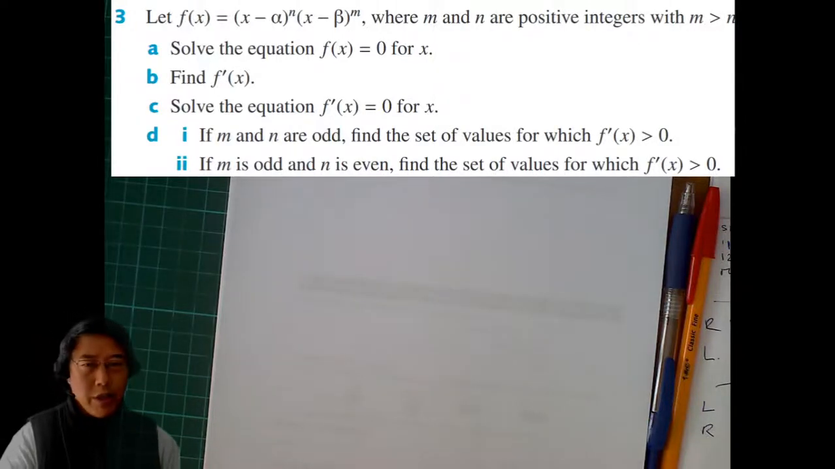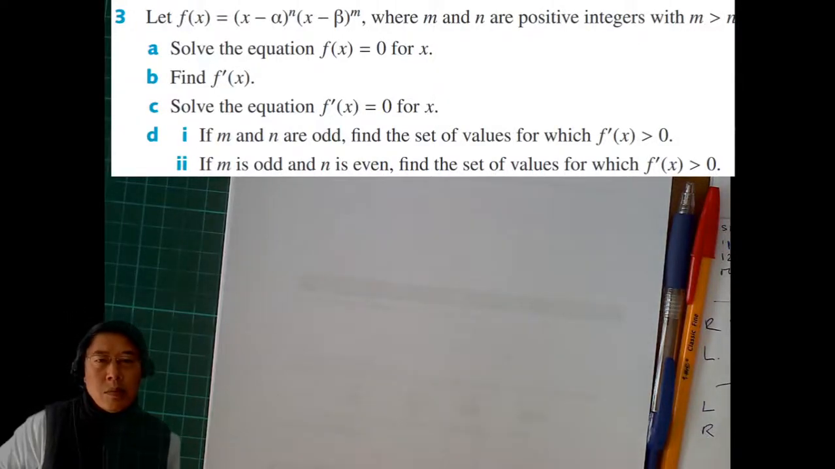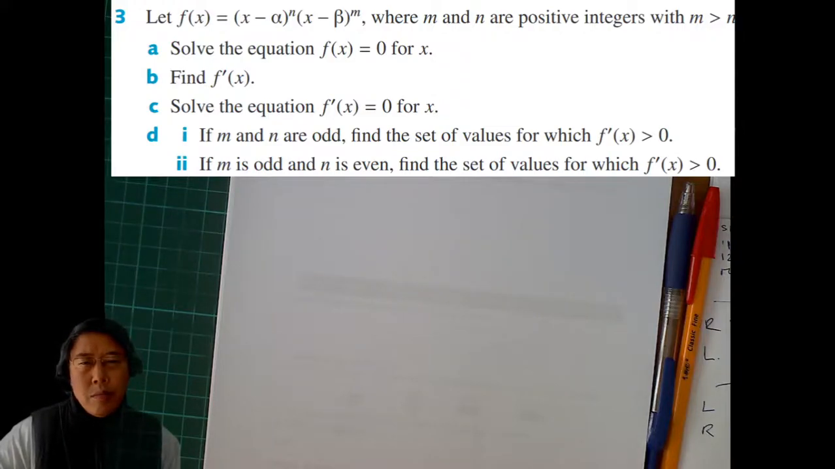Let me have a go at this question. So you have that function, it's a polynomial function, and you have different parts. The first part is solving the equation equals 0. Then find the derivative, set the derivative equals 0, and look at the sign of the derivative depending on the power.